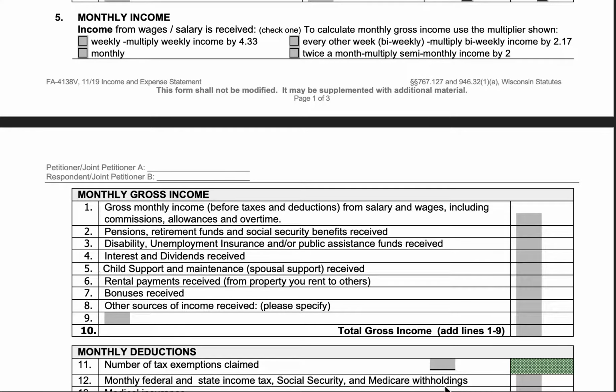Welcome back to the second of our videos in this series about the income and expense statement. This one is going to take on the monthly income section as well as the expenses.